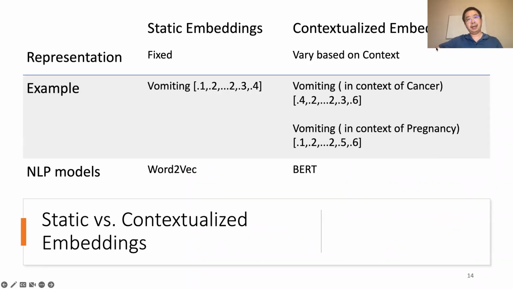What contextualized embedding does is recognize that the same word, the same token, in different contexts may mean different things, right? Vomiting in the context of cancer and vomiting in the context of pregnancy mean different things. The traditional static embedding would embed the same word into the same vector, which is not capturing the context. So the BERT model is one such model, based on the transformer, that can capture contextualized embedding.